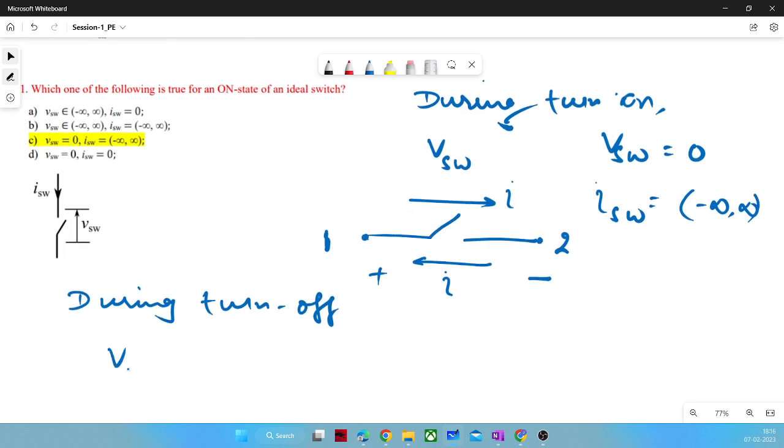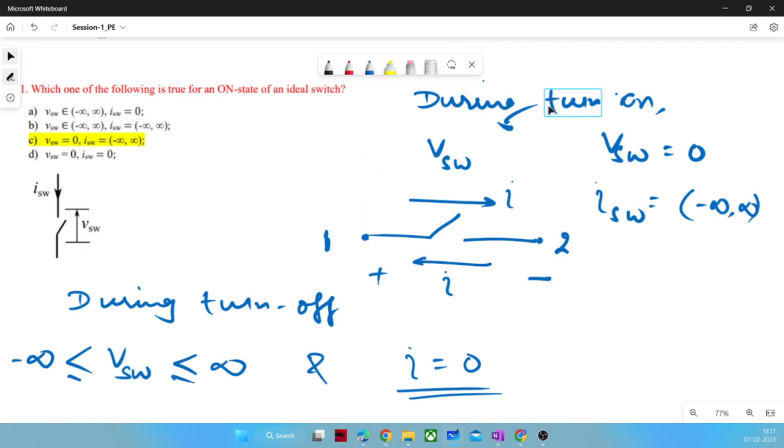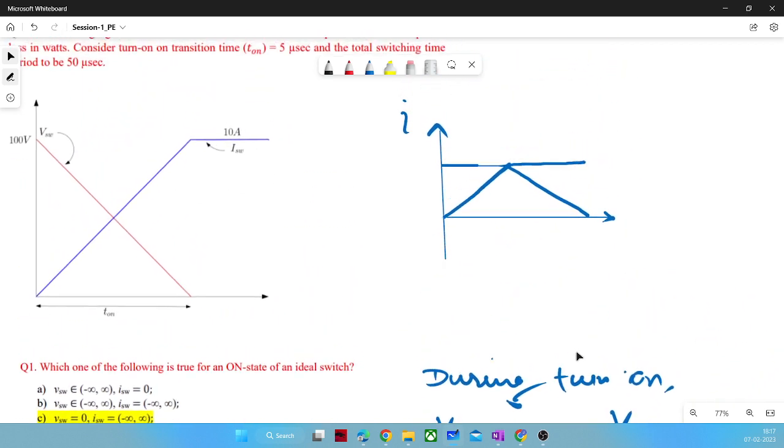Now the switch should have the capability to block voltage from minus infinity to infinity, and the current should be zero. So during the turn off condition, ideally no reverse leakage current or any such current should flow. However, in practical switches they exist, but these are the conditions for ideal switches. I hope you are able to recall those concepts.